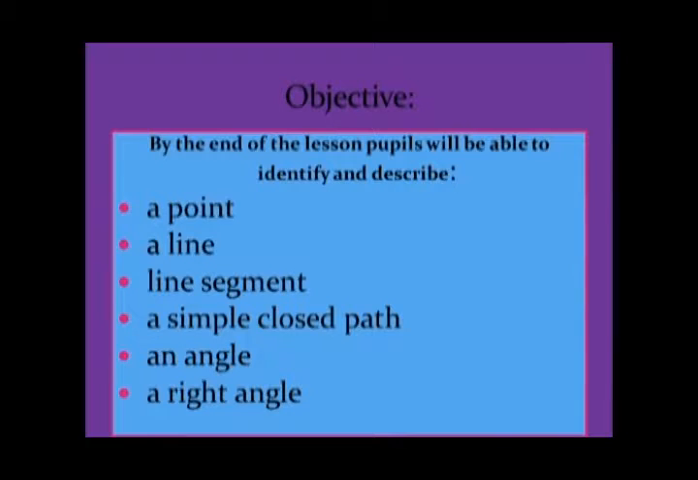For today's lesson, we'll be doing geometry. I encourage you to stay tuned as we go through some geometry terms. Let's take a look at our objective for this lesson. By the end of the lesson, pupils will be able to identify and describe a point, a line segment, a simple closed path, an angle, and a right angle. I know that is a mouthful for you. Now we'll be taking them bit by bit. Pay attention. Let's begin with a point.